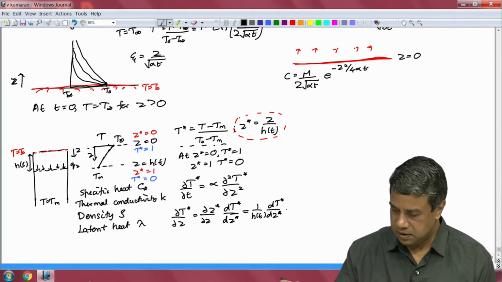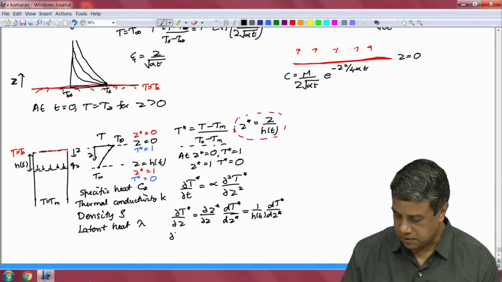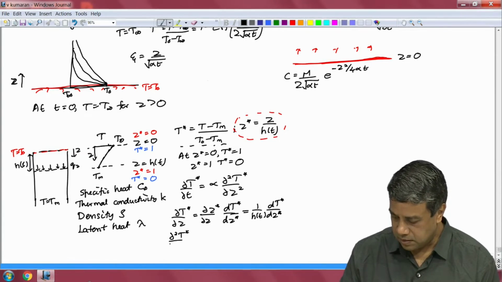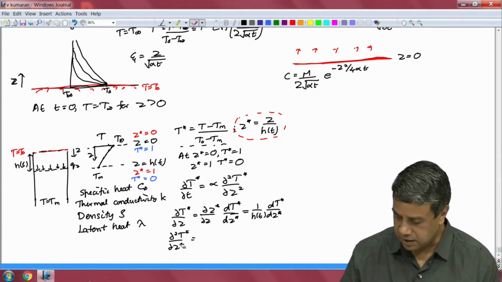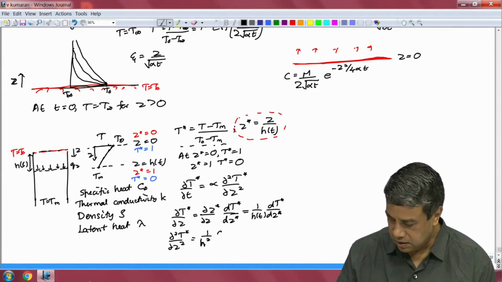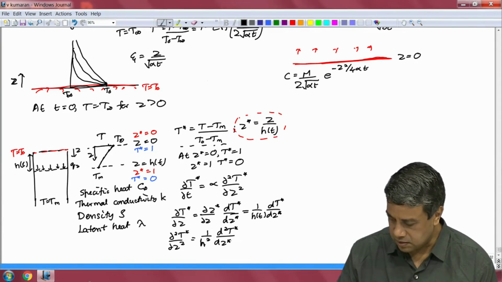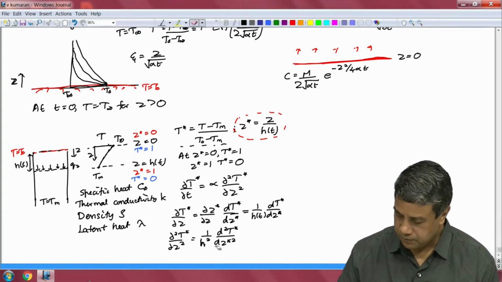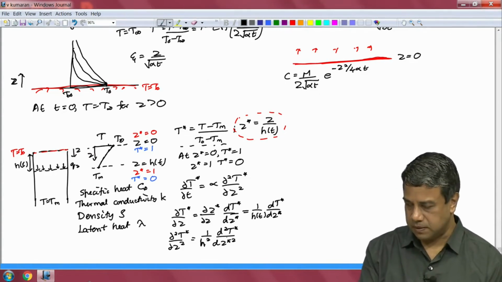The second derivative is obtained quite easily. d square T by dz square is equal to, when I take the derivative, I will just get a second factor of h in the denominator. So, I will just get 1 over h square d square T star by dz star square. When I take a second derivative, I will just get another factor of h in the denominator.